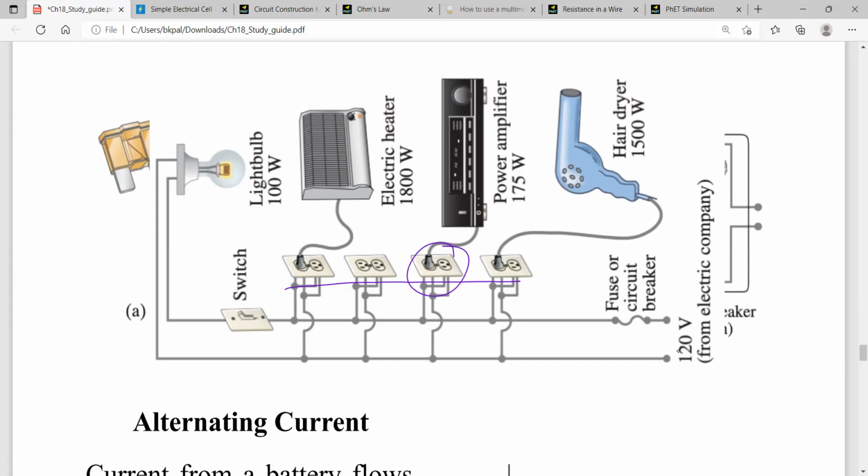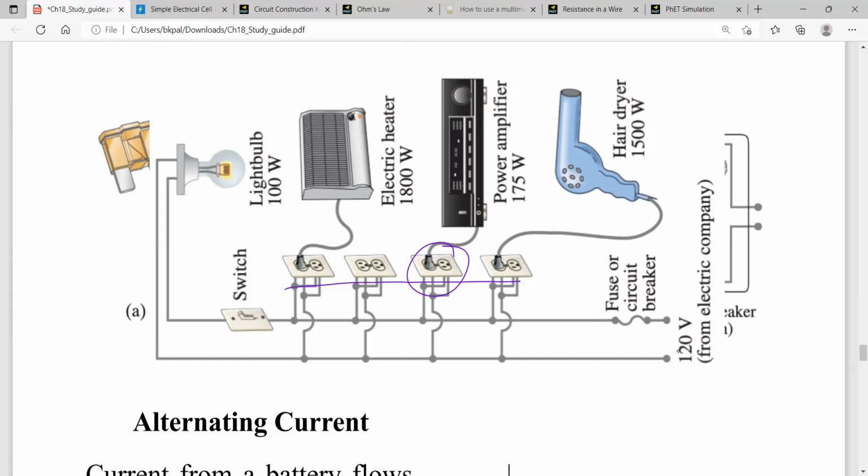Okay, so that's why parallel connection is preferred in household wiring. We'll be discussing this in a little more detail in the next chapter, but here I want to tell you what happens if too many devices are connected to our outlet.